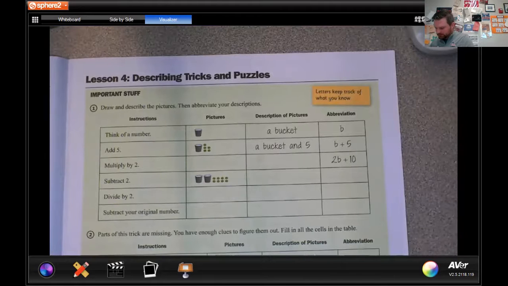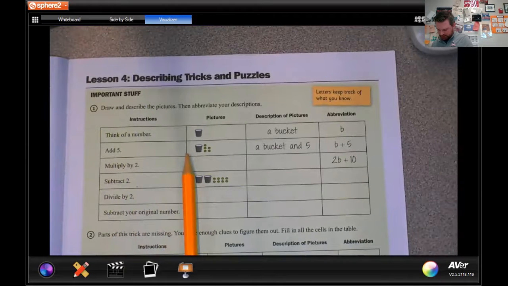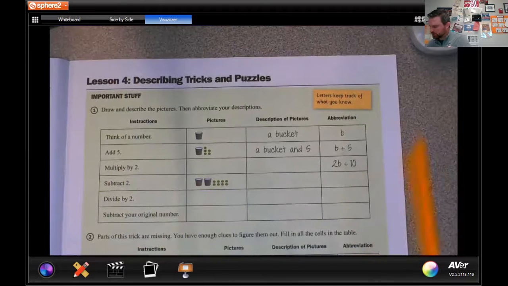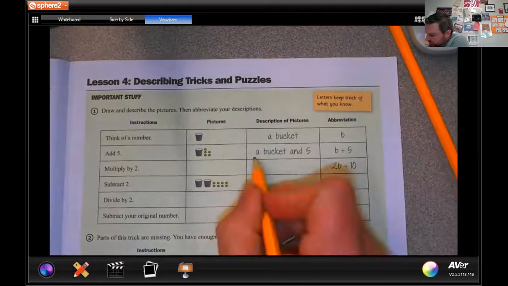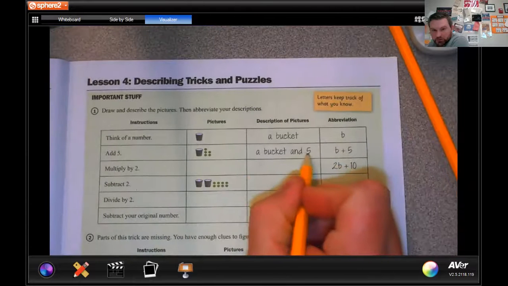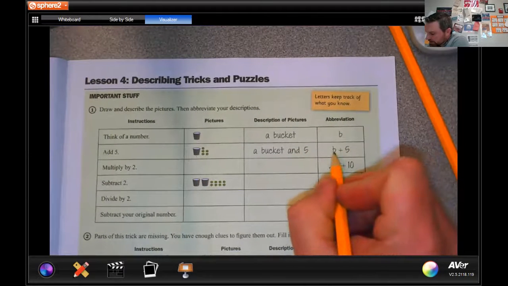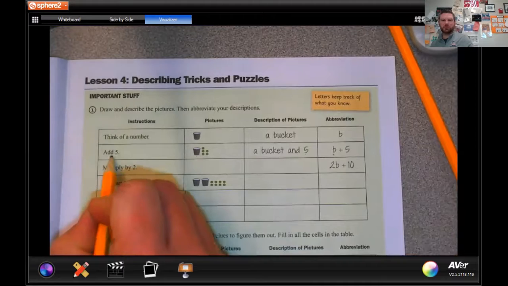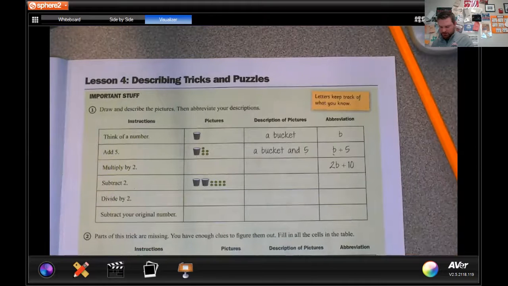Okay, so then the second line, we have add 5. We took that bucket and we added 5 to it, which is why they have a bucket with 5 marbles. Their description is a bucket and 5 marbles. Remember, a bucket was abbreviated by B. So they have B plus 5, and the plus 5 comes from the add 5 there. All right, so then the next one, they leave us some blanks.